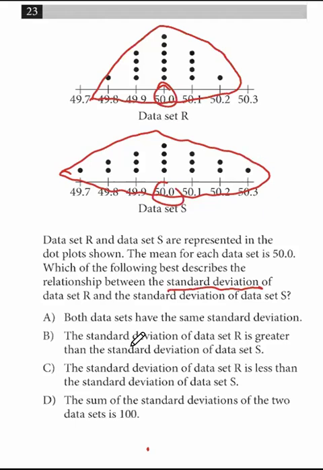So in this case, they have the same standard deviation. No. R is greater than S. No. R is less than S. Yes, the correct answer is C. And the sum of standard deviations of the two datasets is 100. You're not going to ever have to calculate standard deviation, not on the SAT at least.